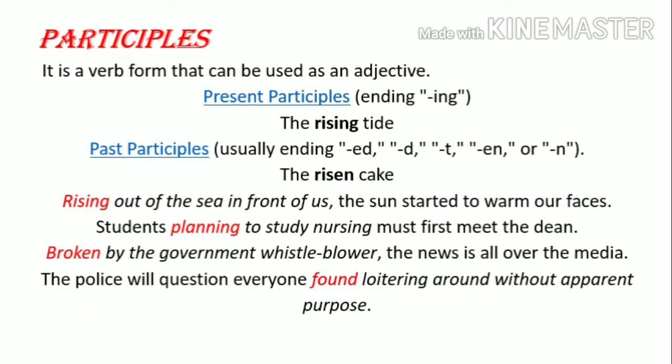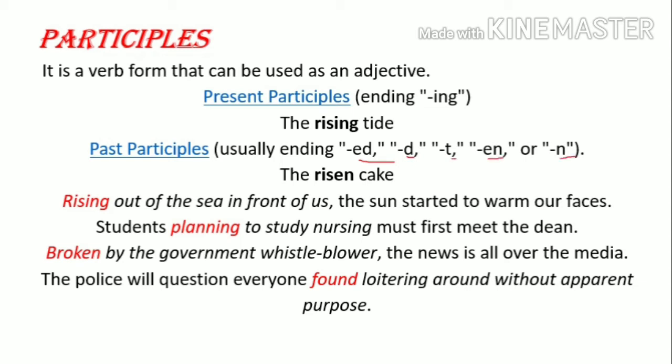So let's see what participles are in detail. Participles can be present participles if they end with -ing. You call it a past participle if it ends with -ed or just -d or -t or -en or -n. So see the examples here.